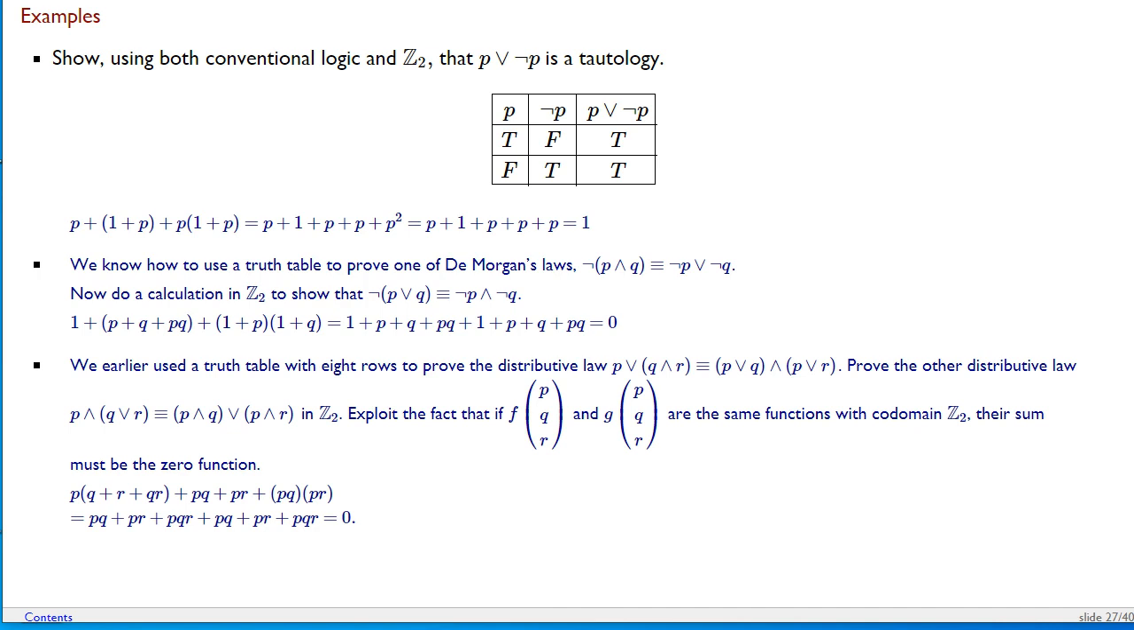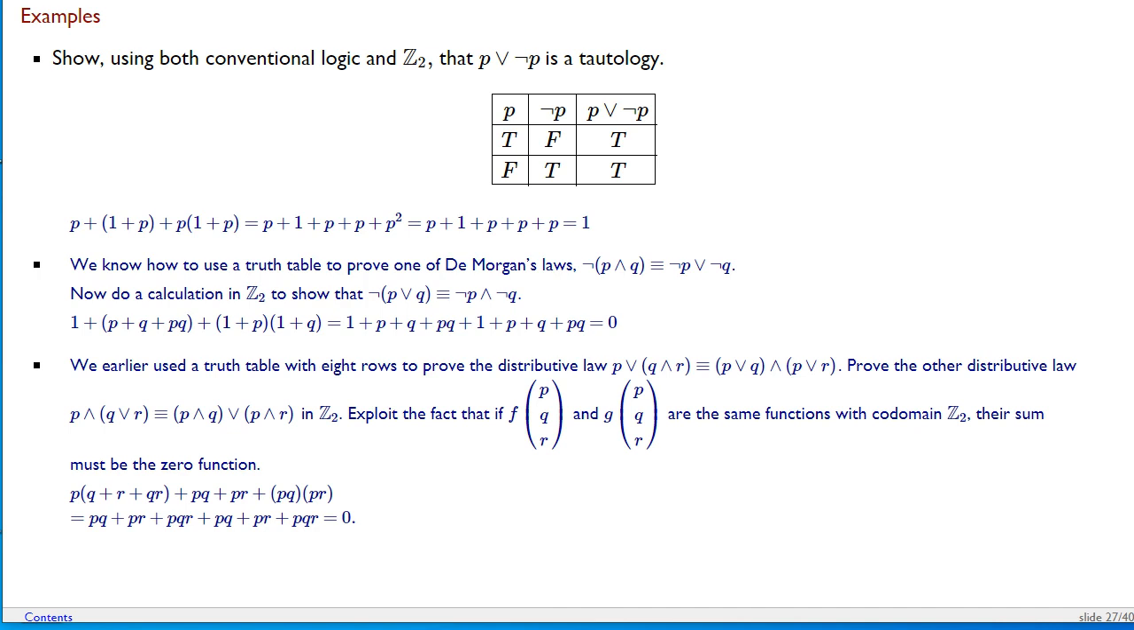Earlier we used an 8-row truth table to prove that OR is distributive with respect to AND. In other words, we can put the OR operation separately with Q and R and AND them together. The other distributive law is also true in Boolean algebra. Namely, if I take P and AND it with Q or R, I can get the same result by taking the OR of P and Q and P and R.